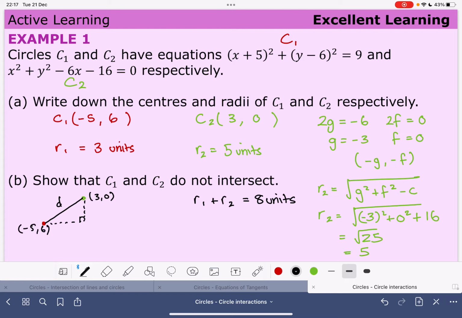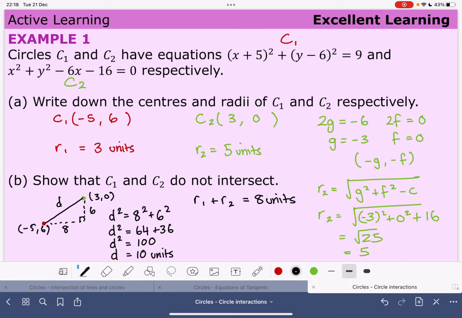Okay, so in terms of my x movement, I've gone from -5 to 3, which is 8 units long. And then on the vertical axis, I have travelled from 6 to 0. So again, 6 units here. Okay. So I am going to now do a bit of Pythagoras for those. So d squared is equal to 8 squared plus 6 squared. D squared is equal to 64 plus 36. So d squared is 100. And therefore d is 10 units.